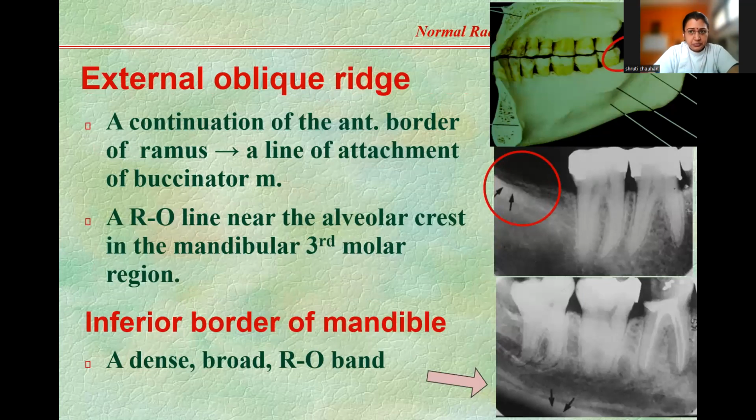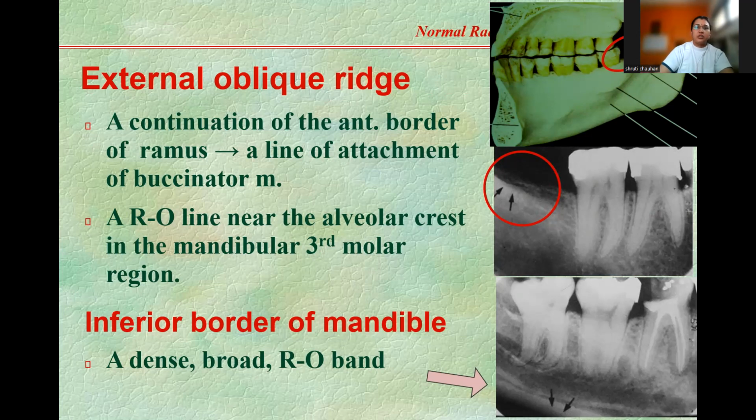Okay. So now we talked about the internal oblique ridge, that is inside. Now we're talking about the external oblique ridge. So this is found external to the mandible, on the outer side. It is a continuation of the anterior border of the ramus. It is the line of attachment of the buccinator muscle.